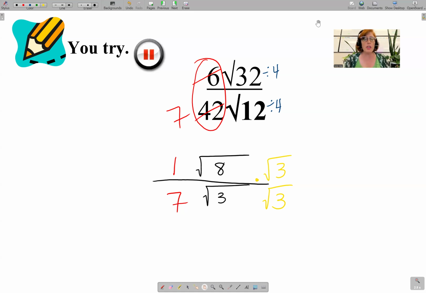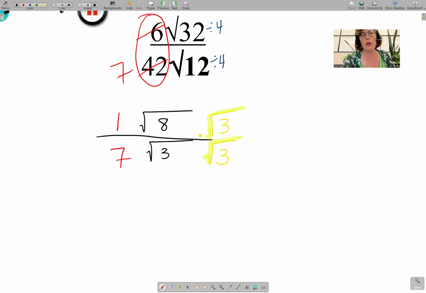All right, let's see how you did. First, we reduce the outies. 6 goes into 42 7 times, and it's heavier in the denominator, so it's in the basement. Both 32 and 12 are divisible by 4, so I reduce that. 32 divided by 4 is 8. 12 divided by 4 is 3. I want to get rid of that radical in the denominator, so I multiply top and bottom by root 3.